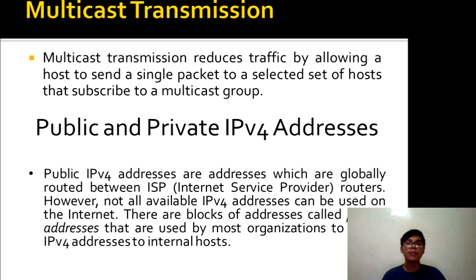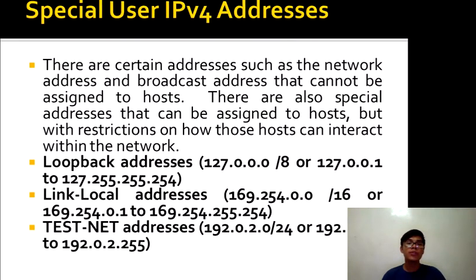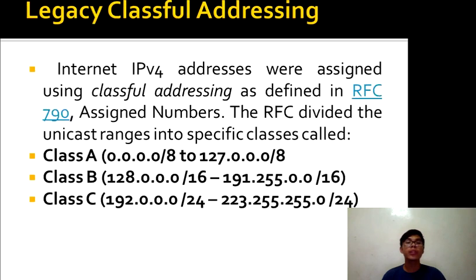Public and private IPv4 addresses. Public IPv4 addresses are addresses which are globally routed between ISP routers. However, not all IPv4 addresses can be used on the internet. Special use IPv4 addresses. There are certain addresses, such as the network address and broadcast address, that cannot be assigned to a host. There are also special addresses that can be assigned to a host but with restrictions on how those hosts can interact within the network.